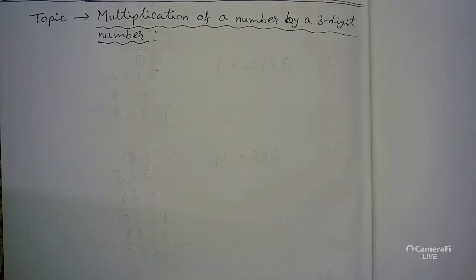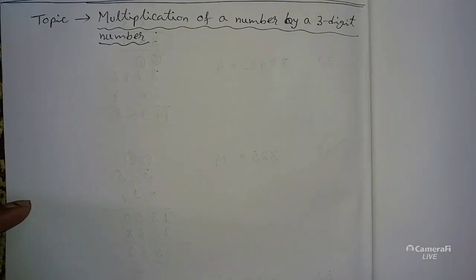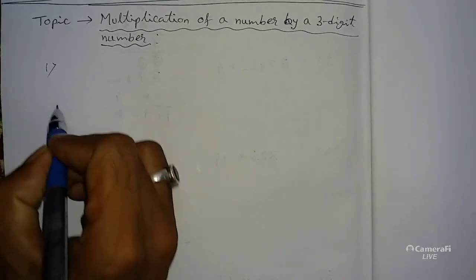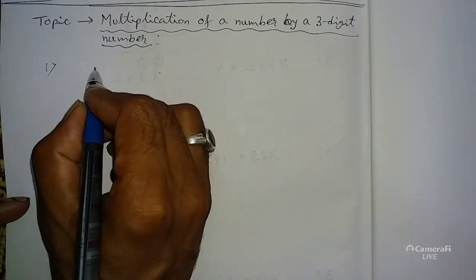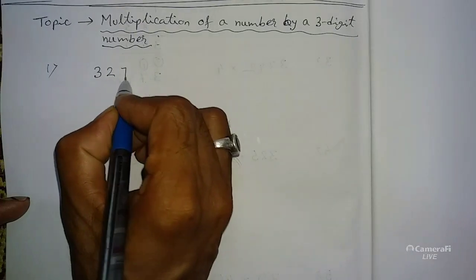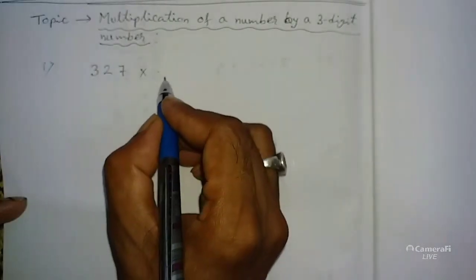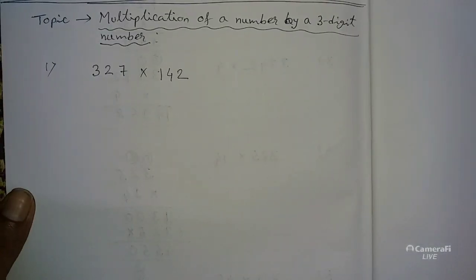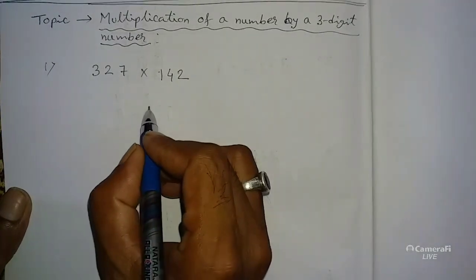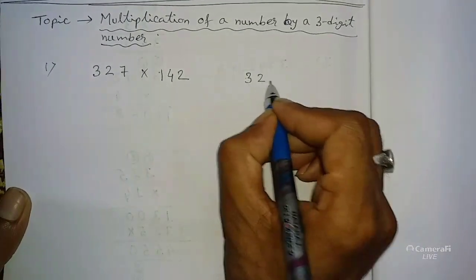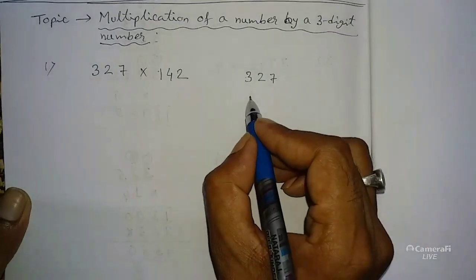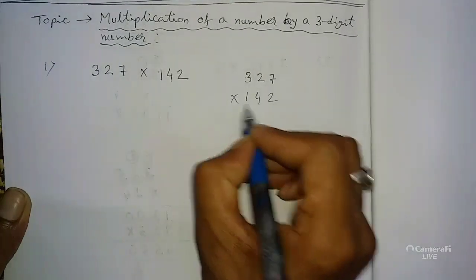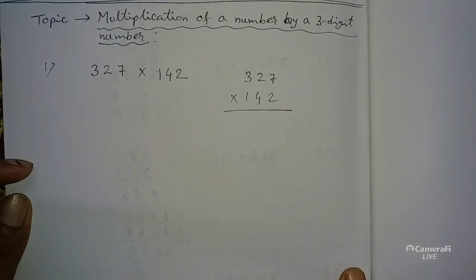Now coming to the next topic, multiplication of a number by a 3-digit number. In that case, suppose we have to multiply a number. I am taking here 327. We have to multiply it by another 3-digit number, 142. So first we will arrange the numbers, 327 and 142. We have to multiply between these.